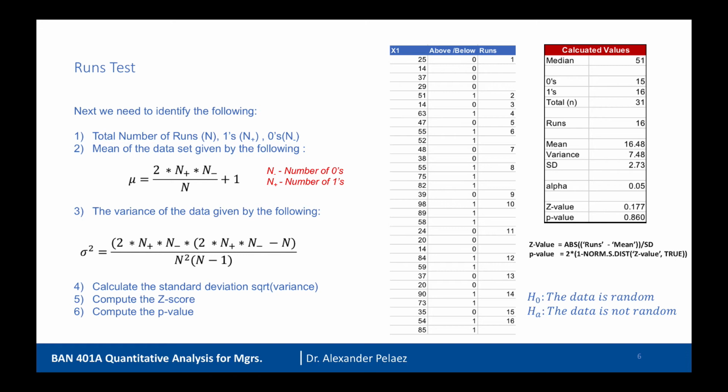So as you can see here on the right, when we've computed the z-value and the p-value, our p-value is now 0.86. That 0.86 is greater than 0.05, and therefore we do not reject the null hypothesis, and we can say that the data set is random.